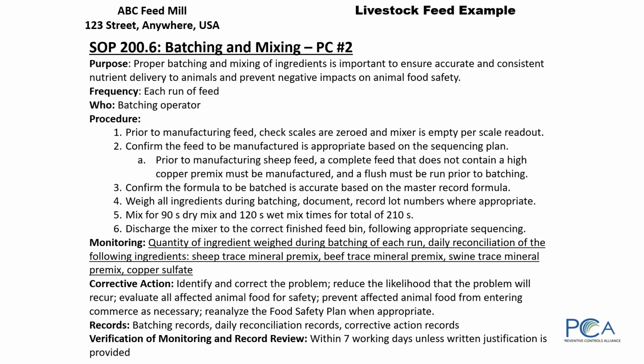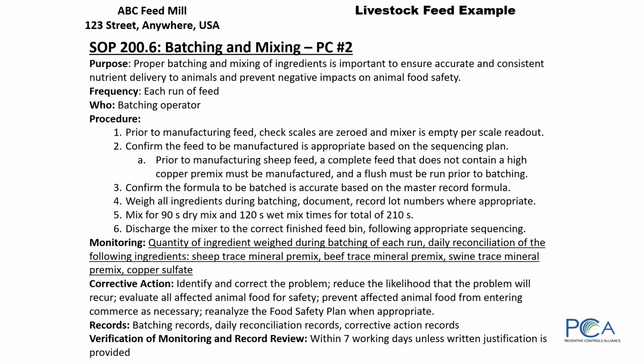Okay, so let's read through this procedure. Prior to manufacturing feed, we are checking scales to make sure they're zeroed and checking the mixer to make sure it is empty per the scale readout. Confirm the feed to be manufactured is appropriate based on the sequencing plan. So for example, prior to manufacturing sheep feed, a complete feed that does not contain high copper premix must be manufactured, and a flush must be run prior to batching.